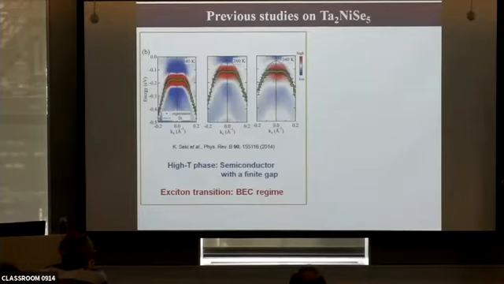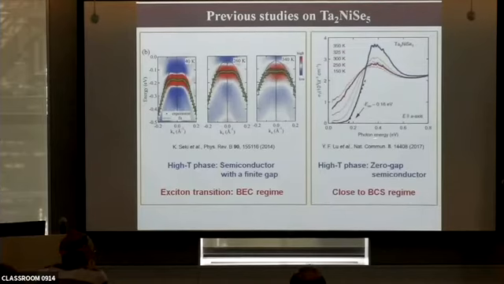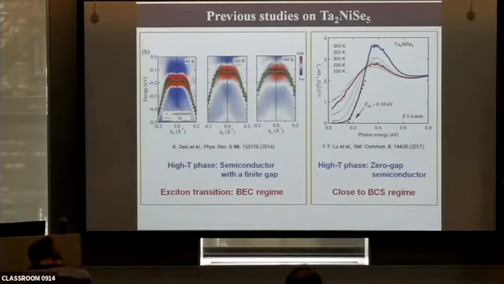However, their argument was questioned by another experiment. Recently, Liu et al. did an optical measurement on this sample, and they found that the optical gap is about 0.16 eV at 150 Kelvin. This optical gap is reduced further upon heating and eventually disappears at high temperature. Therefore, they argue that the high temperature phase is a zero-gap semiconductor, and the exciton transition is close to the border of the BCS and the BEC region. So the high-temperature phase is still controversial, and it is necessary to clarify this issue.